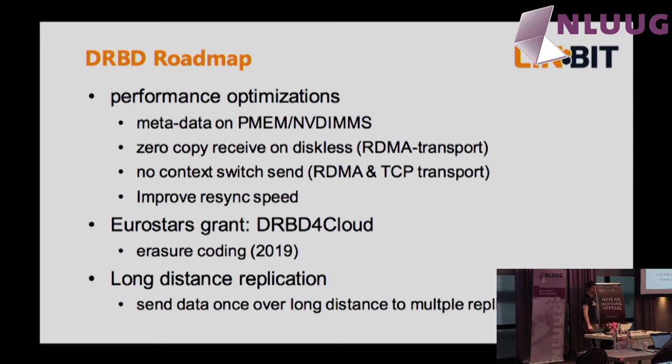Some roadmap information about DRBD. Obviously, there's some metadata for DRBD that it requires to figure out what the data is that is the same on all of the nodes, and what some data is that has been changed on a single node but not on the others. That's called the bitmap. And metadata is about a 32,000th of the actual data size, so it's quite small.